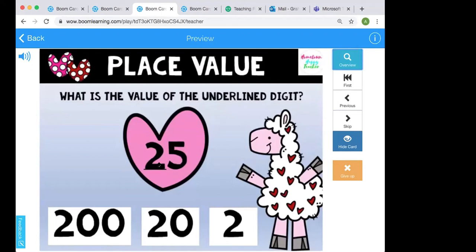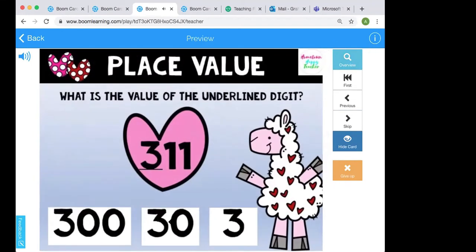What is the value of the underlined digit in this problem? I see the number 25. Which number is underlined this time? If you said 2, you're right. But in this problem, the underlined digit is in the tens place, friends. So remember, when we are in our tens, that 2 is representing the number 20, right? So I'm going to click on 20.